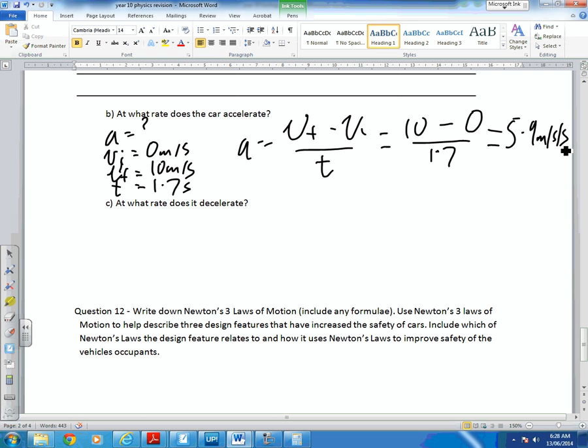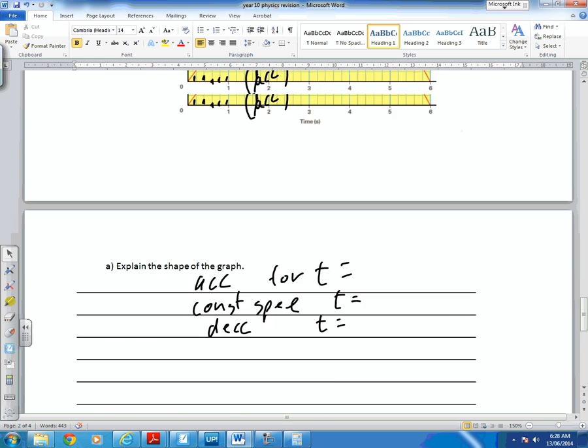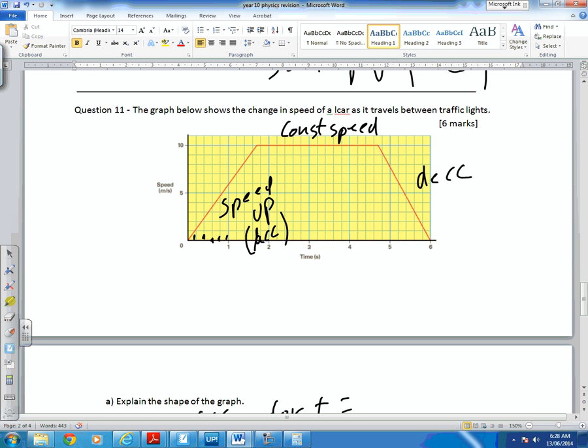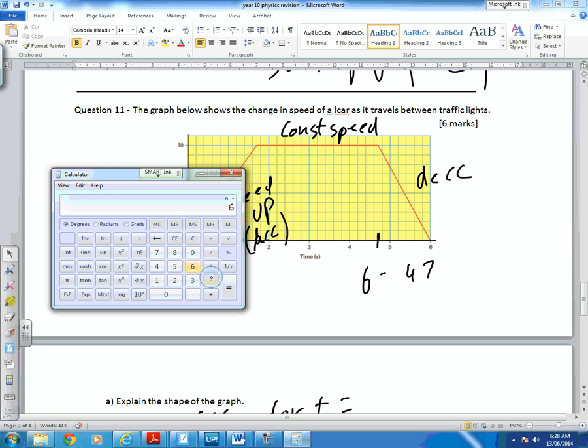So I want to write out deceleration, so it's at the end. So A equals question mark. VI equals 10 meters per second. VF equals 0 meters per second. And again, we're going to go back and have a look at our graph, find out the final time. So we start slowing down at this point. So that's going to be at 4.7. And it finishes at 6. So 6 take 4.7 is 1.3.